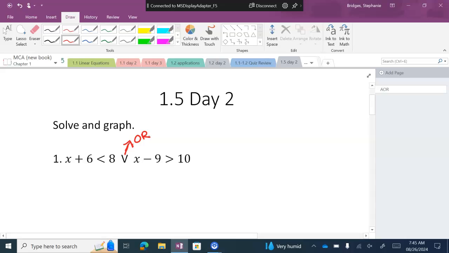So that's the V. So this is saying x plus 6 is less than 8, or x minus 9 is greater than 10. So what we're going to do is we're going to solve each inequality individually, and then we'll talk about how to put them together. So go ahead and solve that first one. X plus 6 is less than 8. And we're going to treat them individually at first. We won't bring them together until we get to our graph.